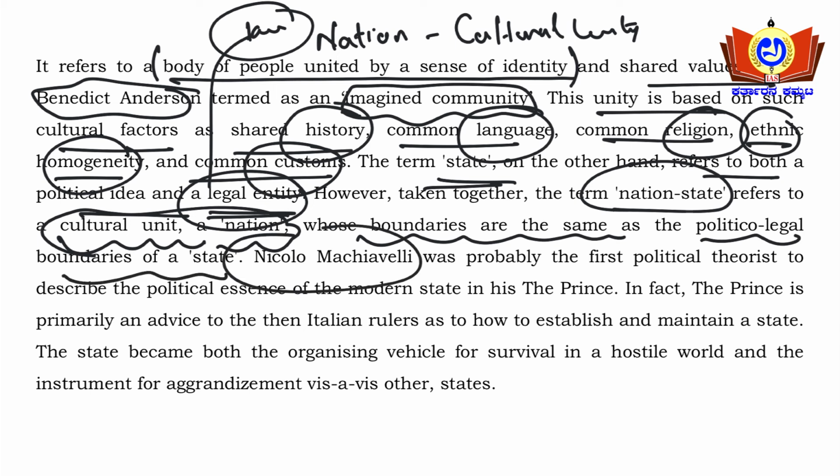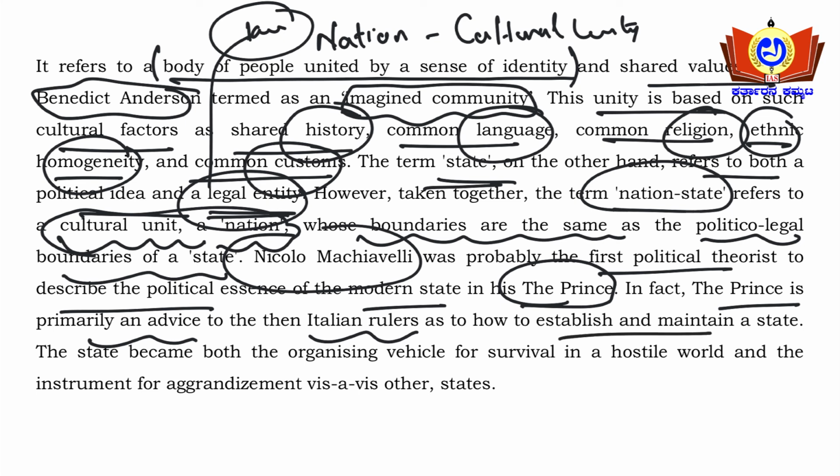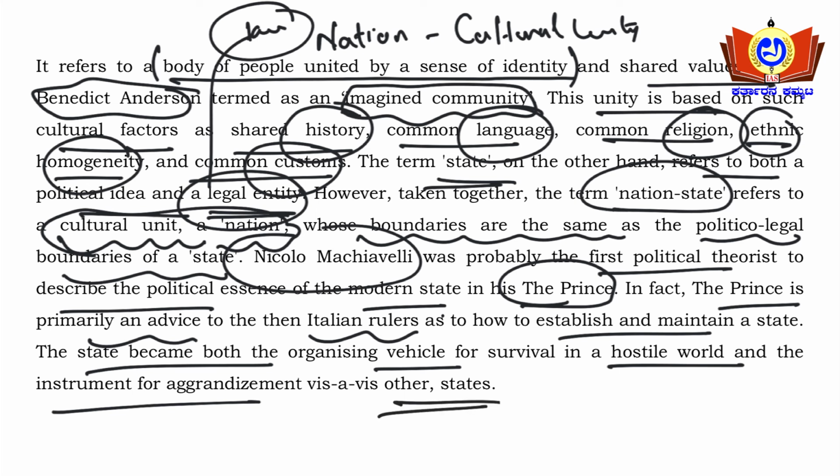Niccolo Machiavelli was probably the first political theorist to describe the political essence of the modern state in his The Prince. In fact, The Prince is primarily advice to then Italian rulers on how to establish and maintain a state. The state became both an organizing vehicle for survival in a hostile world and the instrument for aggrandizement vis-a-vis other states. So what is the question here?